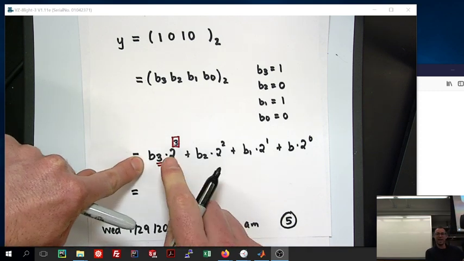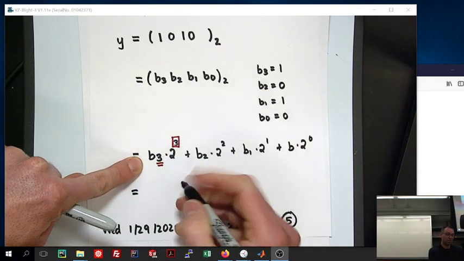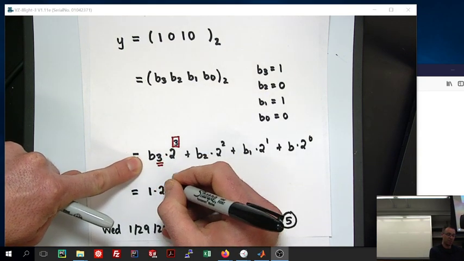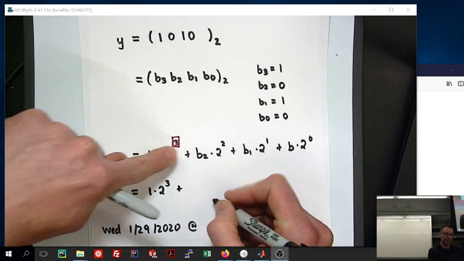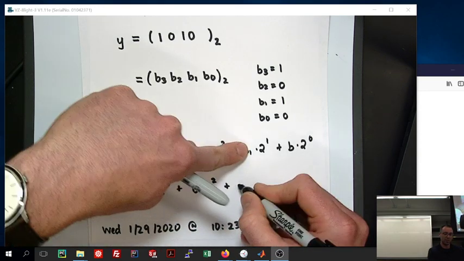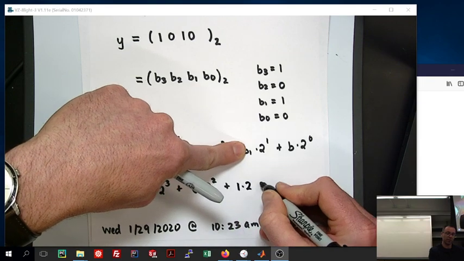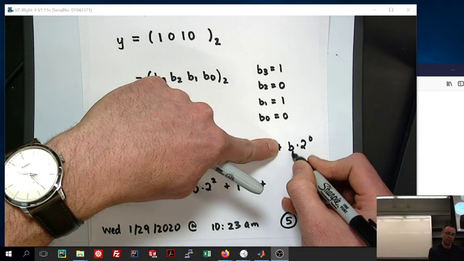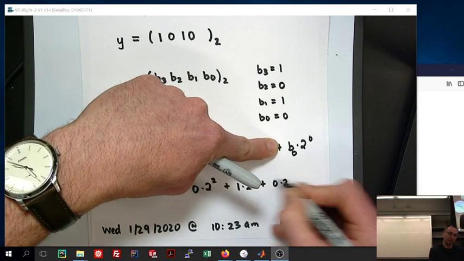Well, let's go ahead and break it down. What was B3? B3 was 1 times 2 to the 3 plus 0 times 2 squared plus 1 times 2 to the first plus 0 times 2 to the 0.